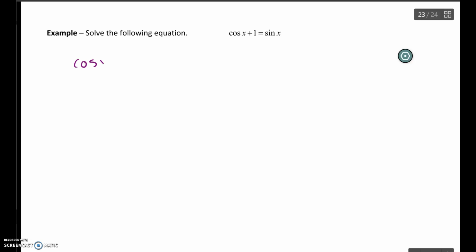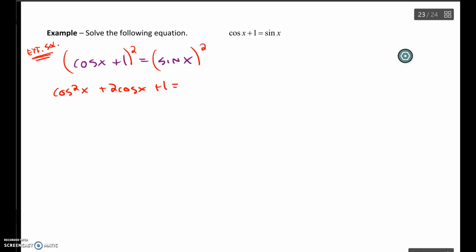We talked in class at more length about what we should do and what if this, what if that. I'm just going to square both sides. Remember, when you square both sides, you get extraneous solutions, so we're going to have to check our answers at the end. It's going to add some complexity. Square this, that is cosine squared x plus 2 cosine x plus 1 equals sine squared.